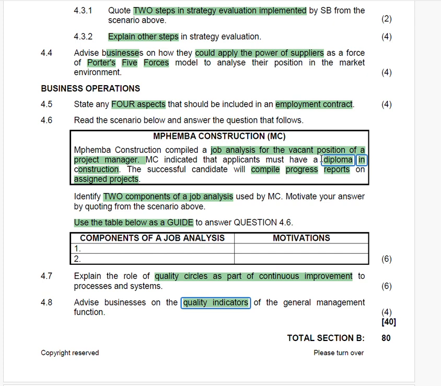If you're talking about specification, it's generally what is in the advert. And if you're talking about description, it's what the person that will be employed will be expected to do. And when you're answering here, you're going to put job specification, job description, and motivate. Where did you see in the scenario information about job spec and job description? Now let us look at the marking guide and see what we have in the marking guide.